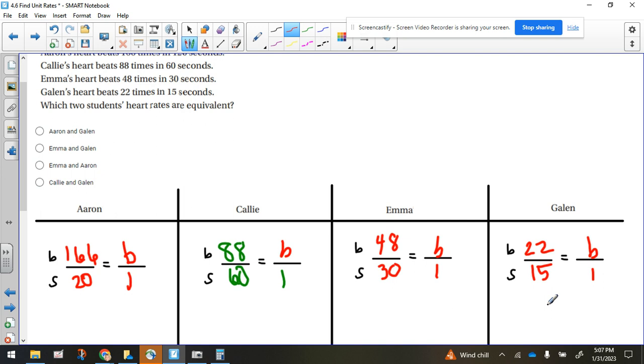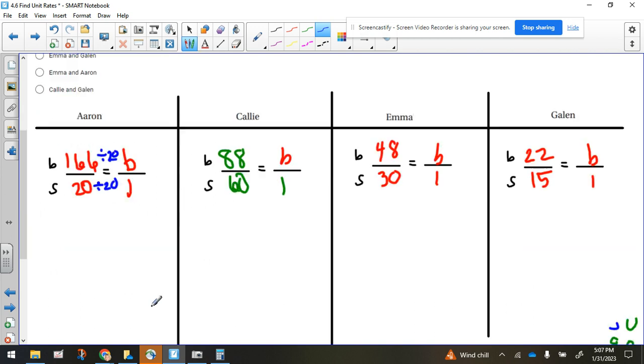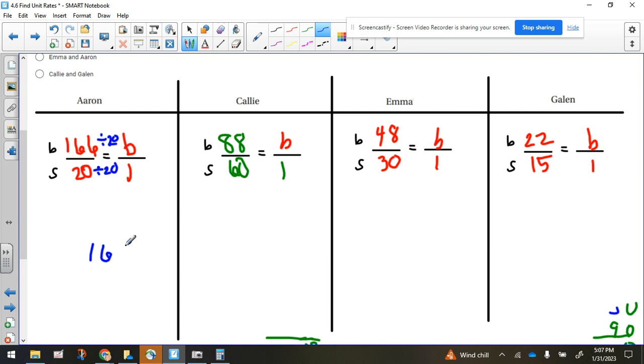Now, the problem with this is that the numbers are going to get a little ugly and unpleasant to divide. If you don't have a calculator or you're not allowed to use one, that could be a problem, because if we were going to use the algorithm, we would have to divide both of these values by 20 to get how many beats it is in 1 second. And if we did 166 divided by 20, that could be a little cumbersome. So I want to show you another strategy.